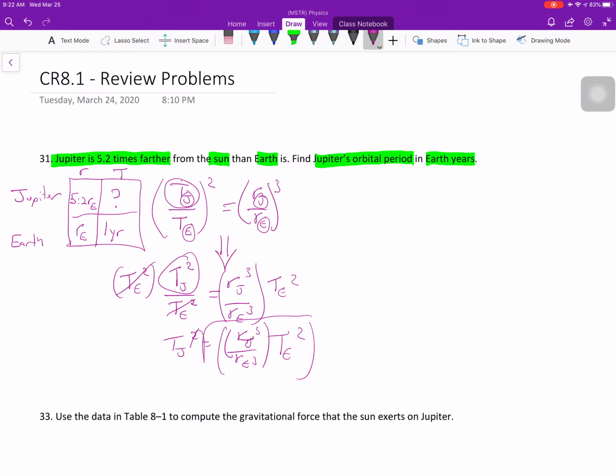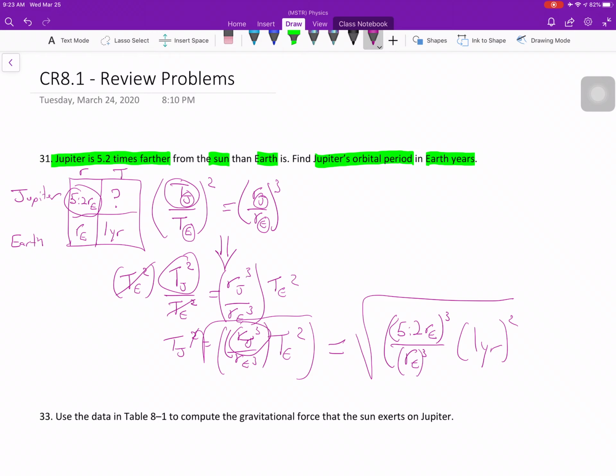So now, after we do this, now we just have to sub in. So let's do that. When we sub in, we have the square root of the quantity. We look at the radius of Jupiter cubed, but remember the radius of Jupiter is 5.2 times the radius of Earth. So we're going to put in 5.2 radius of Earth quantity cubed all over the radius of Earth cubed. And then we're going to multiply that by the period of Earth, which is 1 year, quantity squared.